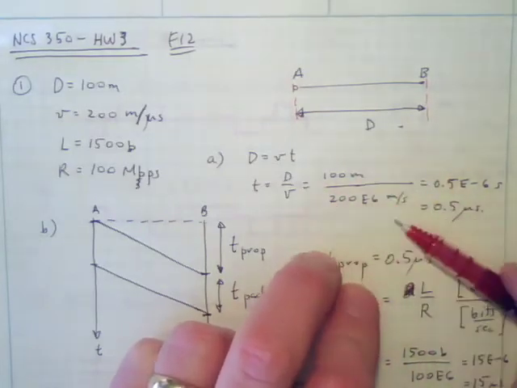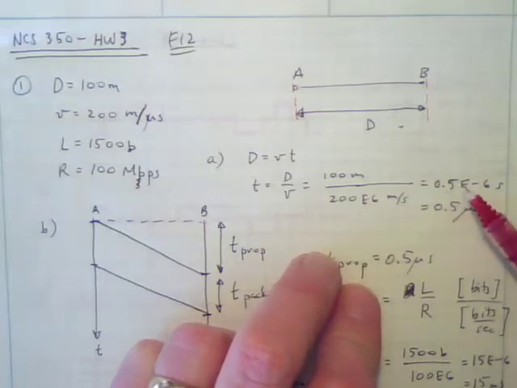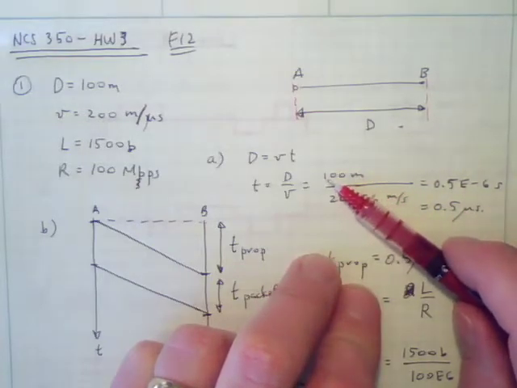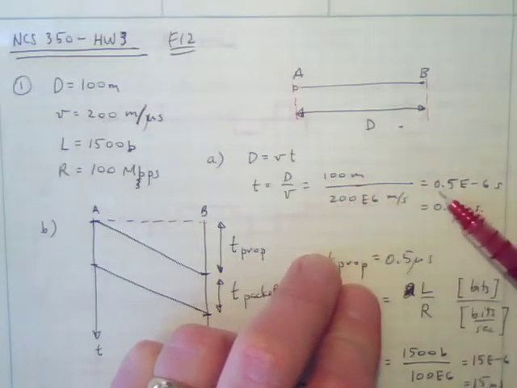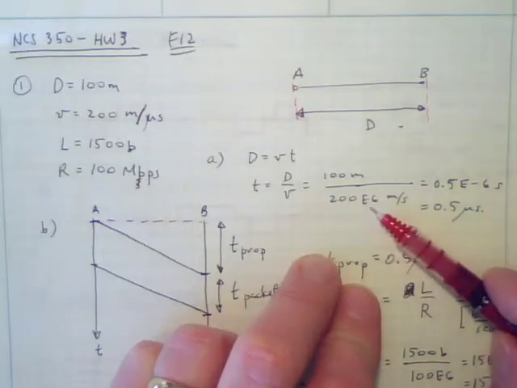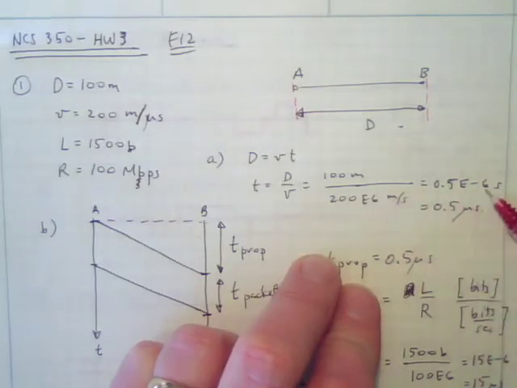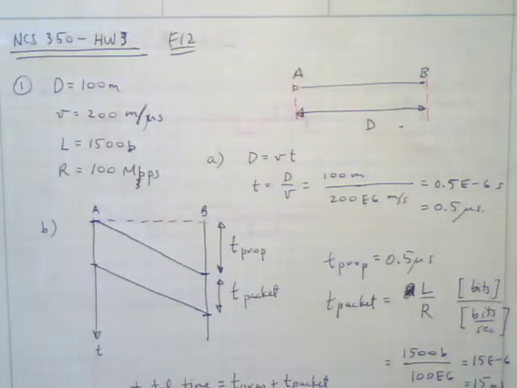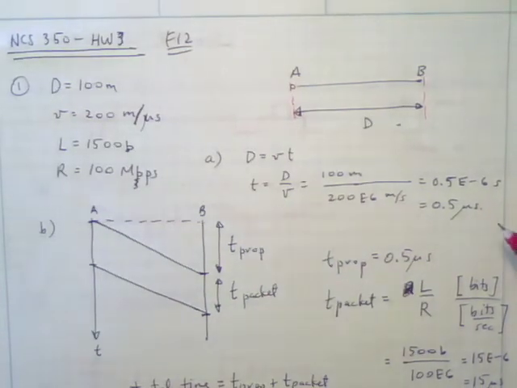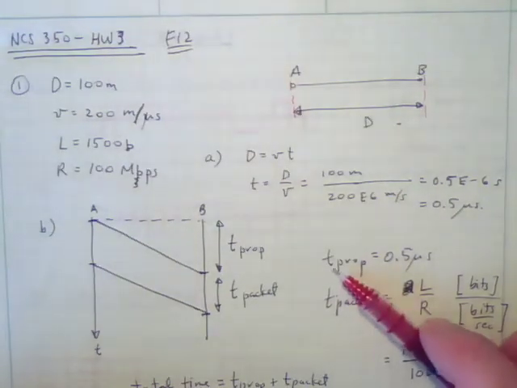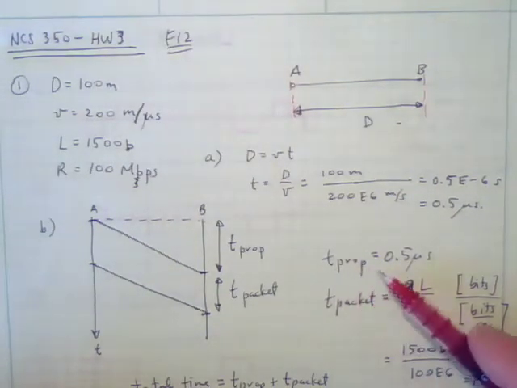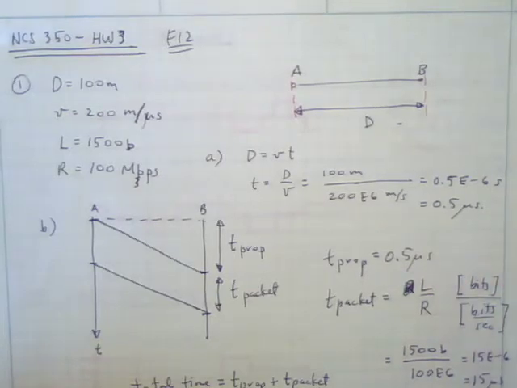And you divide this out, and you don't need a calculator. 100 divided by 200 gives you 0.5. And then E to the plus 6 in the denominator is an E to the minus 6th in the numerator. So 0.5 times 10 to the minus 6 seconds, or half of a microsecond. 10 to the minus 6th is a microsecond. We're going to call that t prop. The propagation time is half of a microsecond.